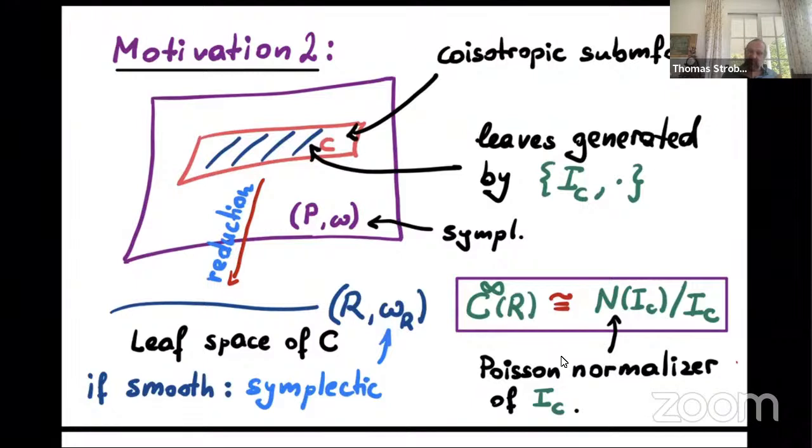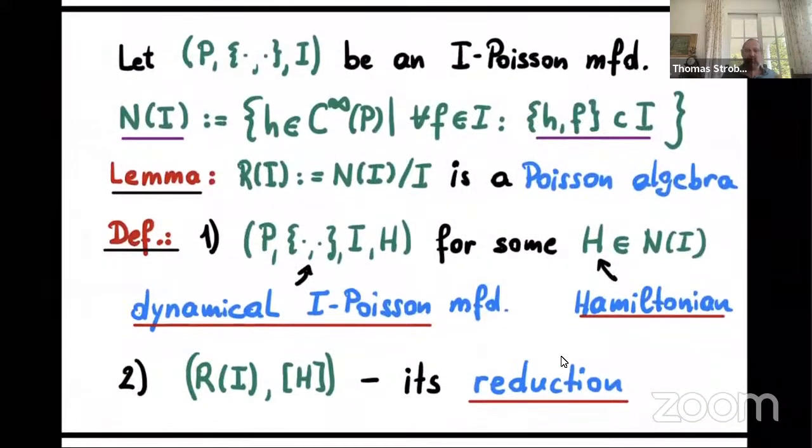And it is not completely difficult to see that the functions on this reduced space, provided it exists, can be described in this way as written here. Here N is the Poisson normalizer of this ideal I_C, and you quotient by I_C. Essentially, this means these are functions which outside the leaves don't matter. This is this quotient, but it's functions which are invariant along these leaves. So this was the second part of the motivation.